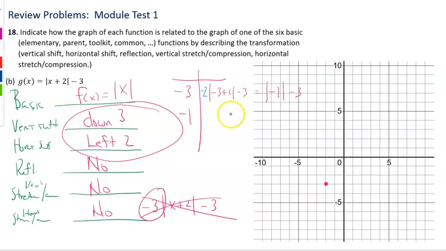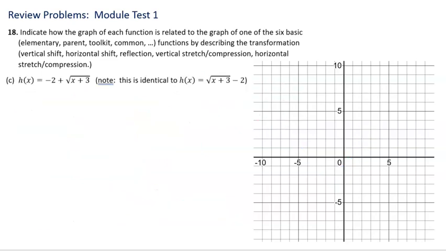Okay, next point, I'm plugging in negative 1. So that's the absolute value of negative 1 plus 2 minus 3. That gives me the absolute value of positive 1 minus 3. Well, the absolute value of positive 1 is 1. 1 minus 3 is also negative 2. Is that a coincidence? Well, no. For an absolute value, just like the parabola, you're going to get the same point on each side. When I connect the dots, there's my graph right there.